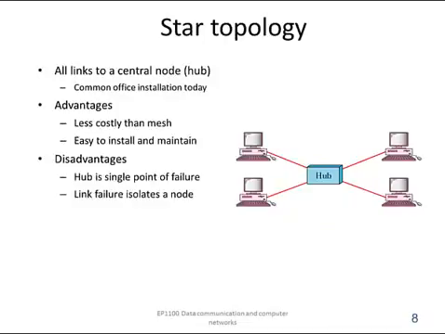The star topology is much simpler. Each computer is connected into a central node or hub by a single link. It's the common office installation today. It has the advantages of being less costly than a mesh, and it's easy to install and to maintain. But of course, if a link breaks, then the computer is disconnected from the network, and if the hub breaks, then there is no network at all.